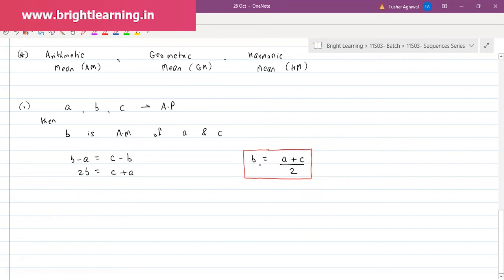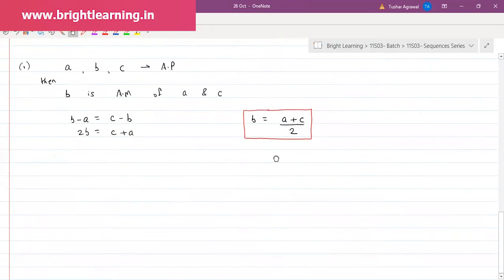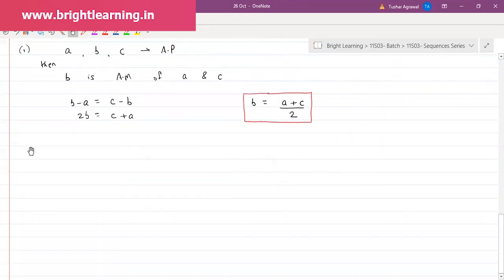This is something similar to inserting one number between two given numbers. Insert one number between fixed A and C so that all three of them are in AP. Something like that only it was. Okay, easy it was. Now the second part is geometric mean.